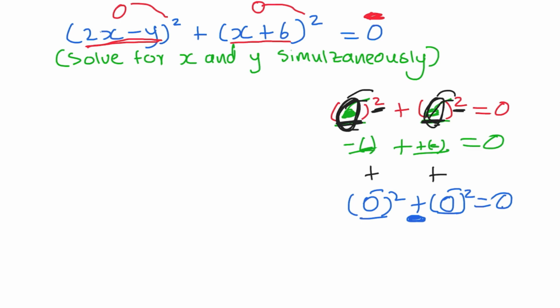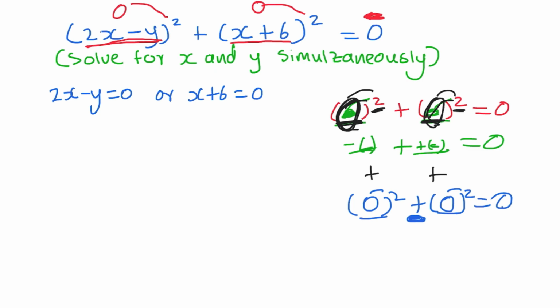That's the logic. So I'm going to go straight to the answer and say, oh, I need 2 zeros to be added in order to get a 0, which means this is only logical if 2x minus y is 0, or if x plus 6 is equal to 0. That's the first step. That's the most difficult step because it requires this type of logic thinking. Does that make sense?